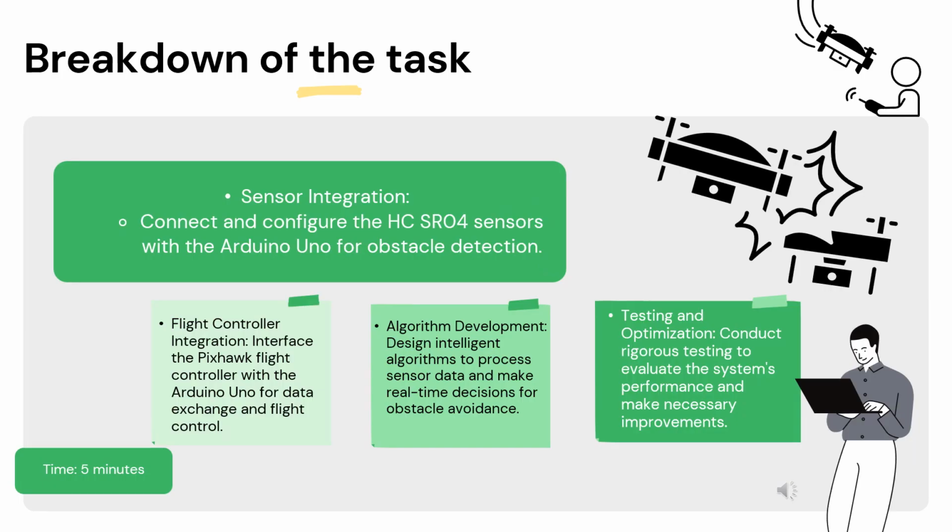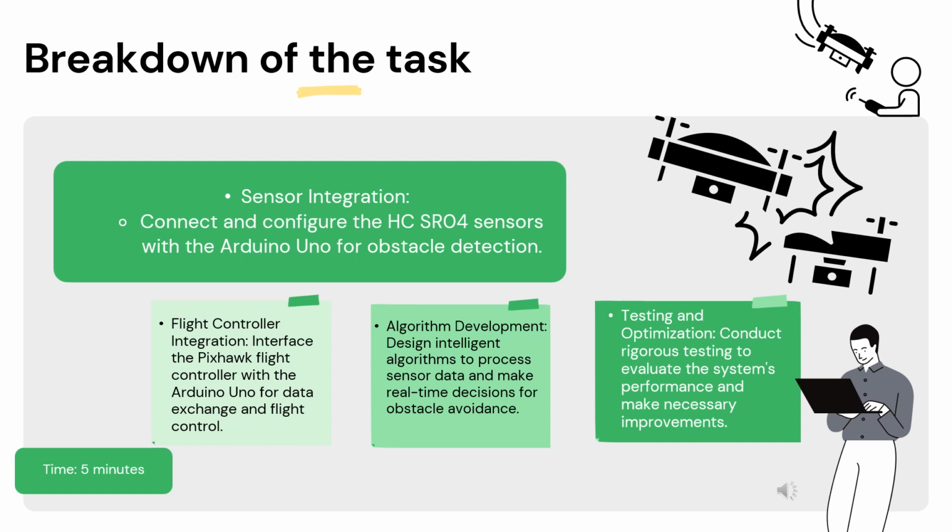The task at hand involves several components and steps of integrating sensors, flight controller, and developing algorithms for obstacle detection and avoidance. Here is a breakdown of the process. Sensor integration: connect the HC-SR04 sensor to Arduino Uno. This involves physically connecting the ultrasonic sensor to Arduino Uno, ensuring proper wiring and proper power supply. Configure sensor: program the Arduino Uno to communicate with the HC-SR04 sensors, configuring them to send and receive ultrasonic signals and measure distance accurately.